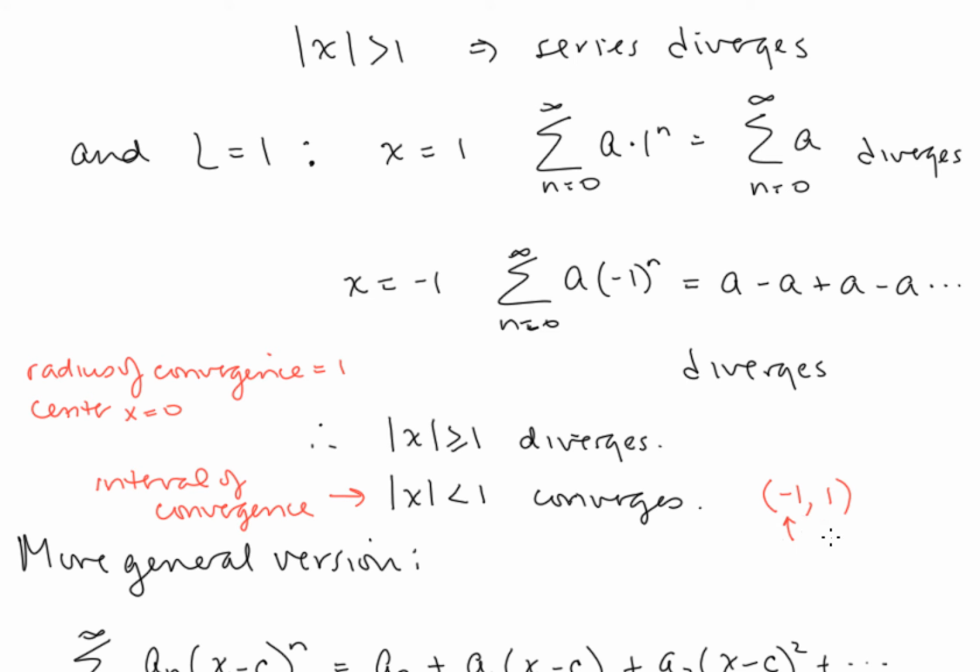Another way you could think of it, if this is A and this is B for your interval of convergence, then the radius is B minus A over 2. So in this case, that would be 1 minus a negative 1, so that would be 1 plus 1 over 2, which would be equal to 1 here.